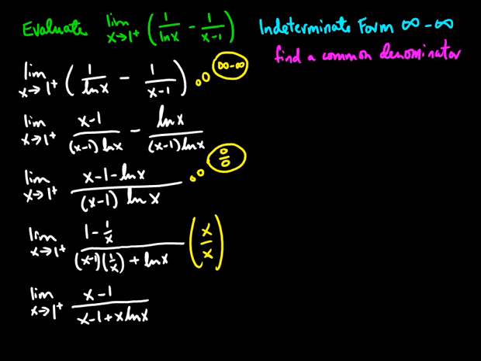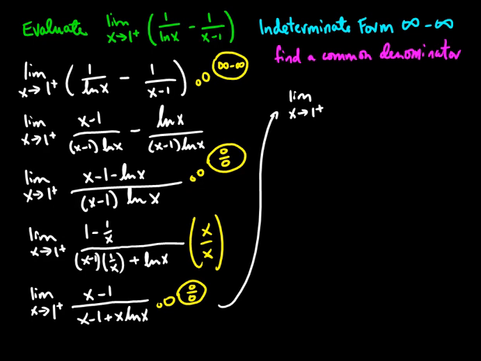Now don't be tempted to cancel the x minus 1's, because x minus 1 is not a factor of the denominator. However, as we plug in values of x as x approaches 1 from the right, we approach 0 in the numerator, and we also approach 0 in the denominator, because x minus 1 will be 0, and the natural log of x will also be 0, making that term 0 also. That gives us 0 over 0, which allows us to apply L'Hopital's rule again.